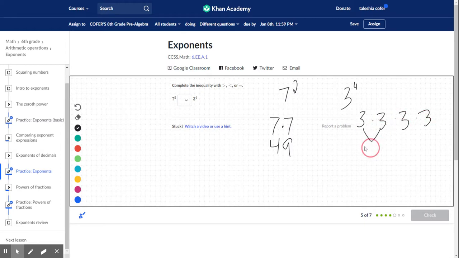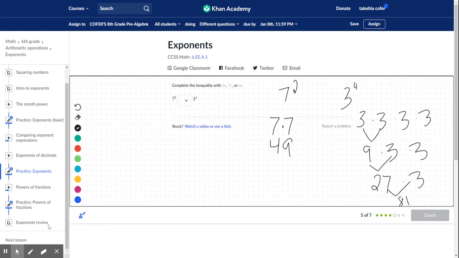I know that 3 times 3 is 9 times 3 times 3. I know that 9 times 3 is 27 times 3. And I know that 27 times 3 is 81. Since 49 is not equal to 81, I can't use the equal sign. 49 is less than 81.